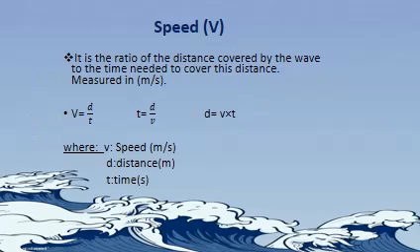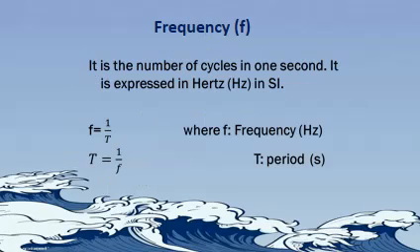The speed is the ratio of the distance covered by the wave to the time needed to cover this distance, measured in meters per second. So the speed is equal to the distance over time. If we want to find the time, it is the distance over the velocity. The distance is also velocity multiplied by the time, where v is the speed in meters per second, distance is measured in meters, and time is measured in seconds.